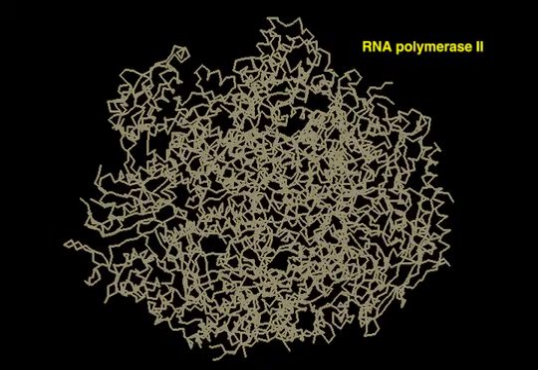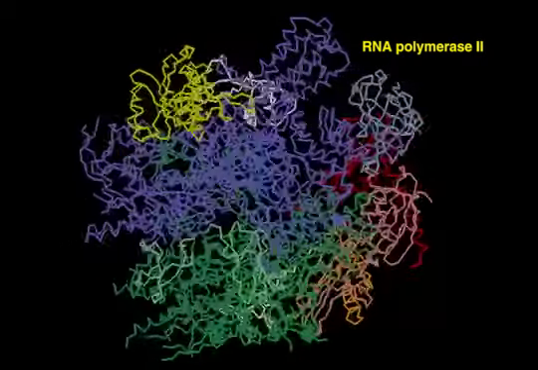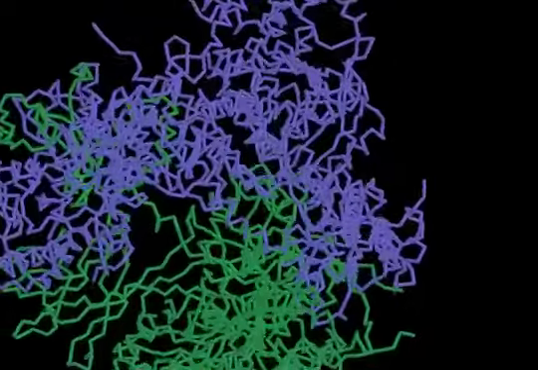Eukaryotic RNA polymerase II transcribes all messenger RNA molecules in the cell. It is a huge complex of 10 different protein subunits. The active site of the enzyme lies at the interface between the two largest subunits.